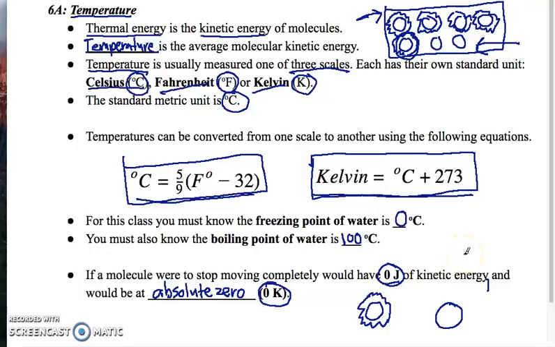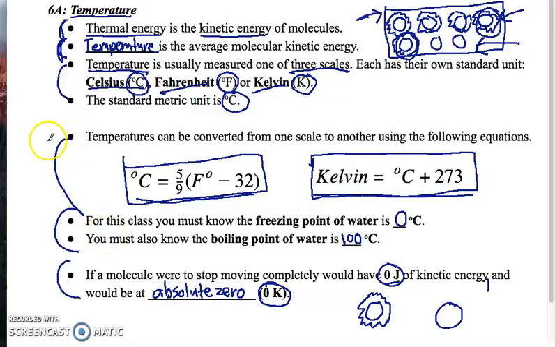So, again, kind of a short unit. That's all of the things for temperature. Thermal energy is the kinetic energy of molecules. Temperature is an average molecular kinetic energy. If you were to pick the average molecule and look at its kinetic energy, that would be temperature. There are 3 scales for temperature. You can convert between the scales. There are 2 temperatures you need to know, and we talked about absolute 0.